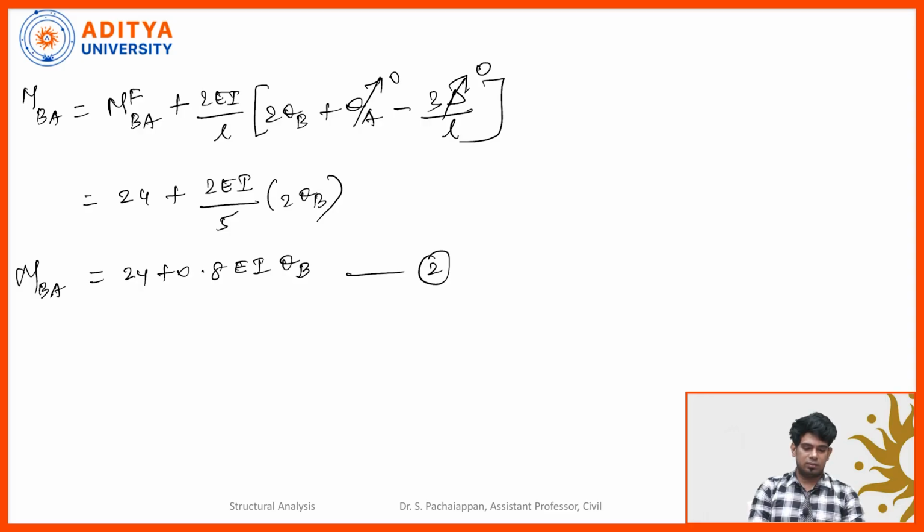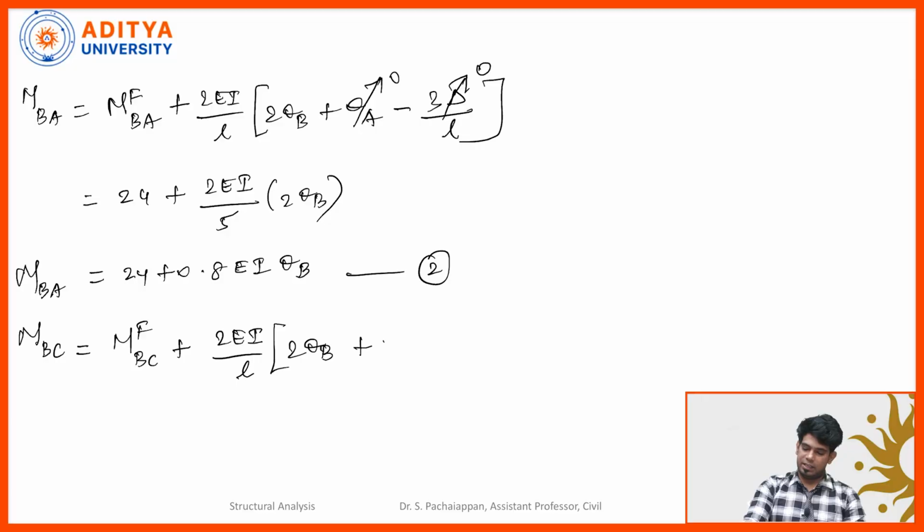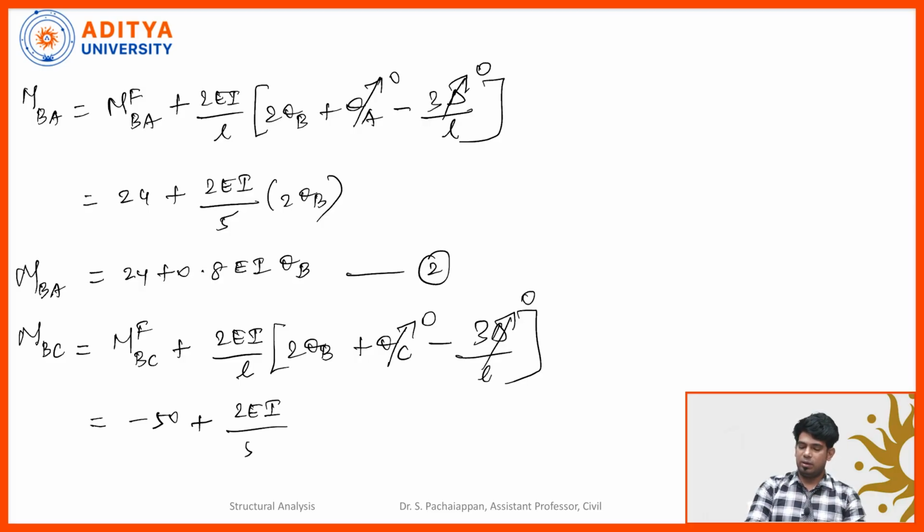Let's solve for BC. So I am going to take now MBC. MBC is equal to the fixed end moment MFBC plus 2EI by L, okay, into 2 times theta B plus theta C minus 3 del by L. So C is a fixed support, so this term will become 0, and there is no support settlement, so this term will become 0. So MFBC is minus 50 kilonewton meter plus 2 times EI by L, where L is 5 meters, and we have here 2 times theta B. If you further simplify this equation, minus 50 plus 0.8 times EI into theta B. So this is equation 3.